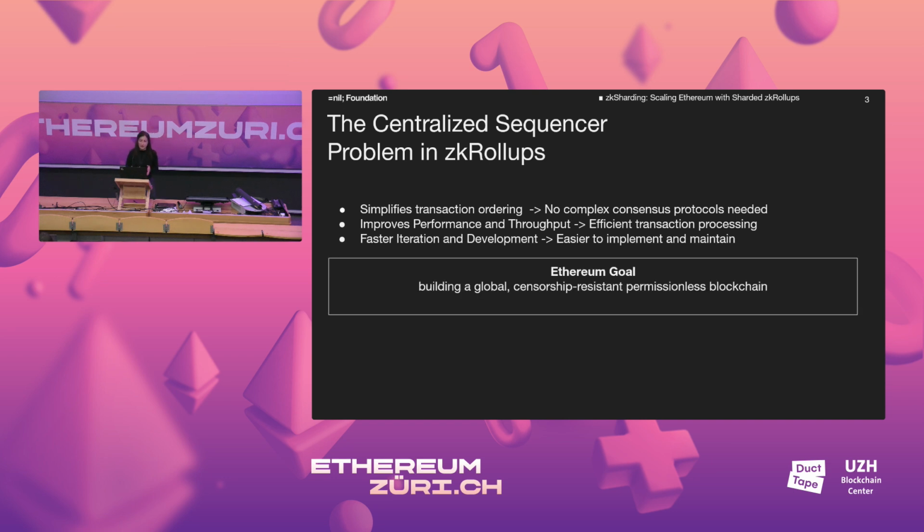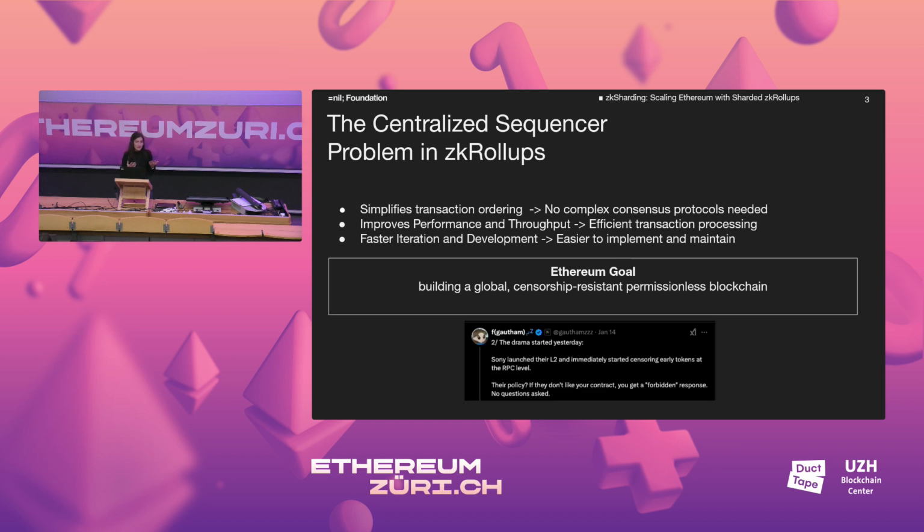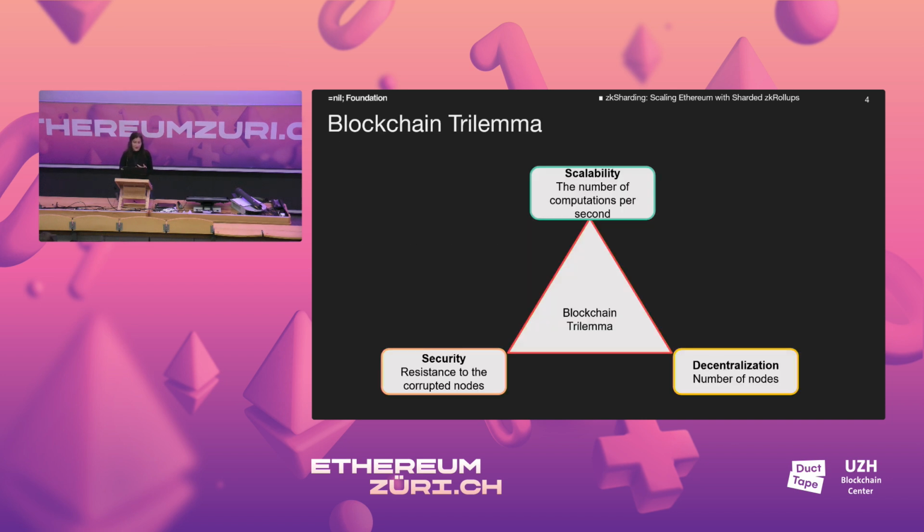And when we look at Ethereum's goals, Ethereum's goal is to be a global censorship-resistant permissionless blockchain. And when you look at layer 2s with a centralized sequencer and Ethereum's goal, actually they do not align. Obviously, this is not censorship resistant because that sequencer can decide to include or not include the transactions, and it's not permissionless either. And this is not just about aligning with Ethereum's goals, it's also that the centralized sequencer approach introduces a lot of security risks. But before talking about that, I just want to show you this very famous blockchain trilemma.